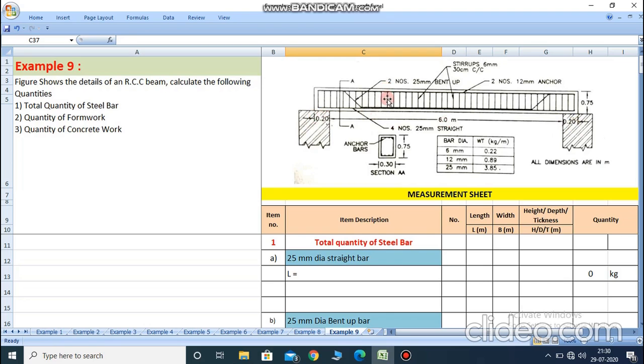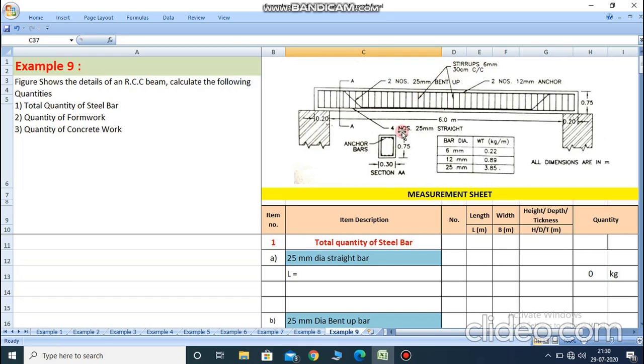So here the cross section is given, and here section AA is given. Here the dimensions of the RCC beam are given, 0.30 width and 0.75. Sorry, all the dimensions are in meter. So 0.30 meter width and 0.75 meter depth of the beam. And here the stirrup is given, 6 mm dia, 30 centimeter center to center distance.